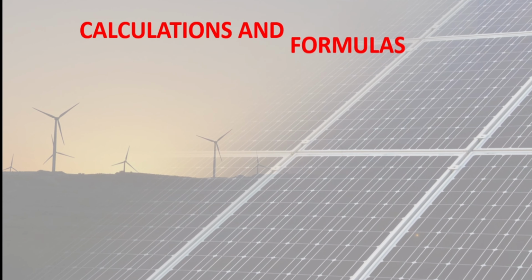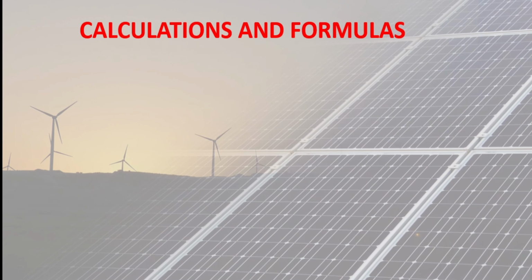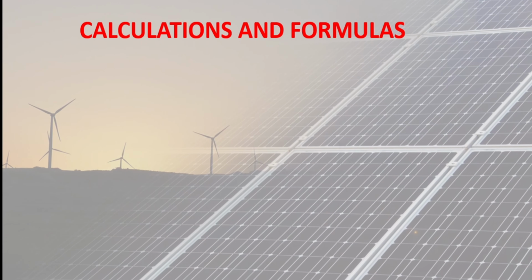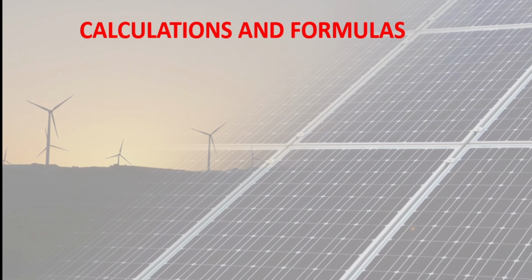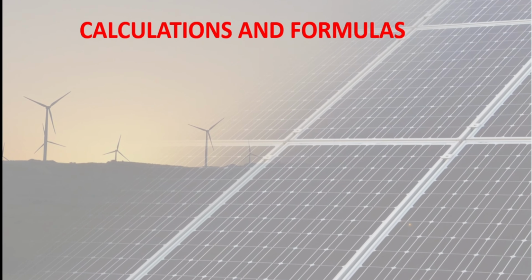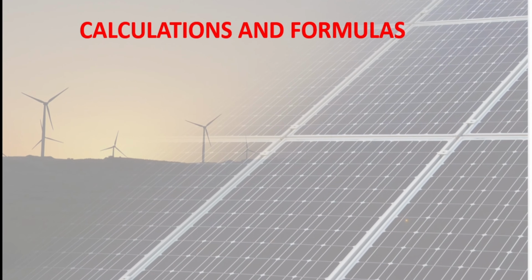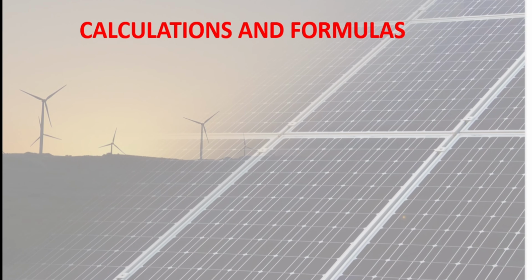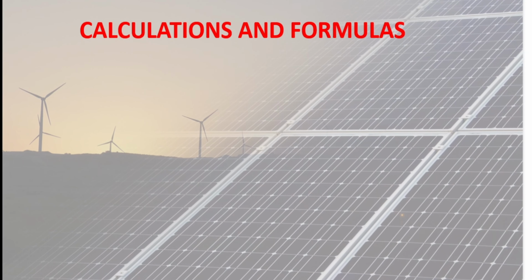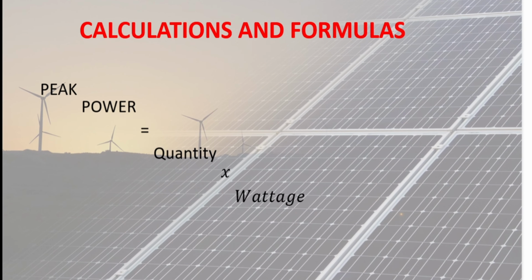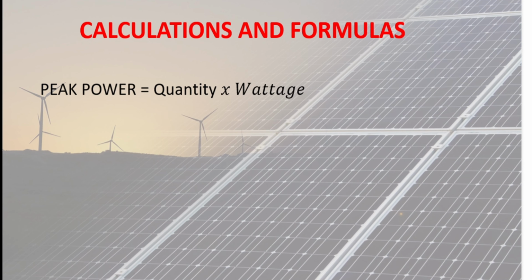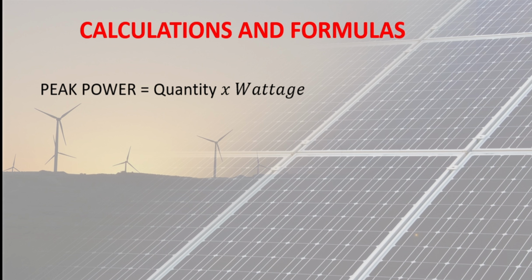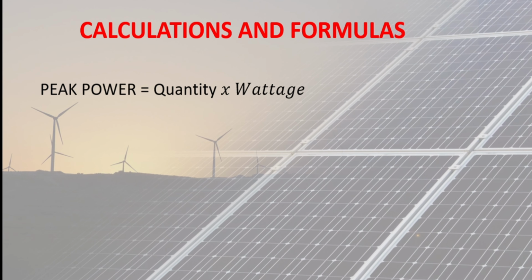So there are some calculations that need to be done when designing a solar system, and those calculations can help you determine the size of inverter needed, the battery capacity needed, and the number of panels needed. In these calculations, there is what we call peak power. Peak power can be calculated as the quantity of devices of the client multiplied by the wattage of those devices.